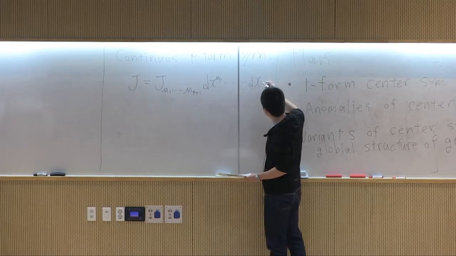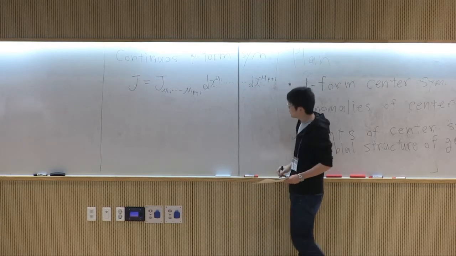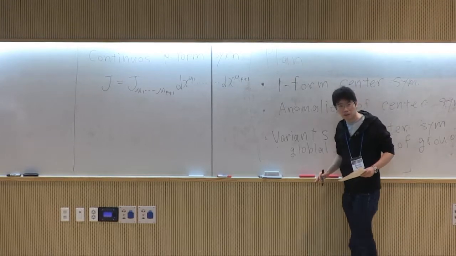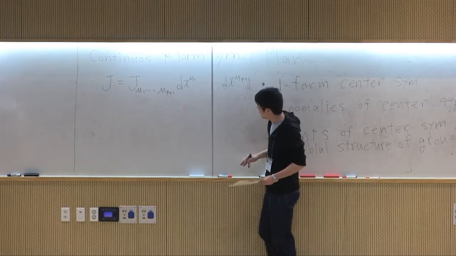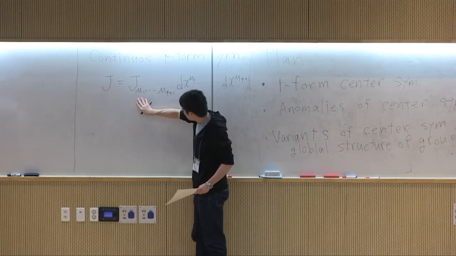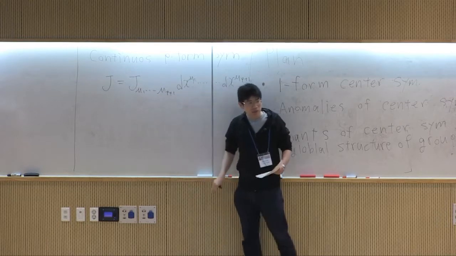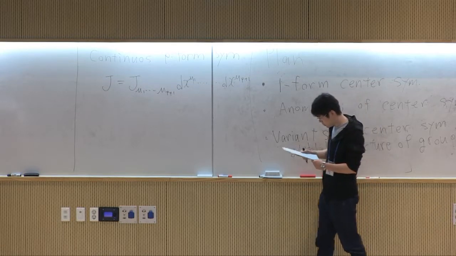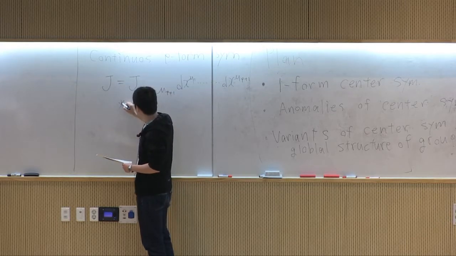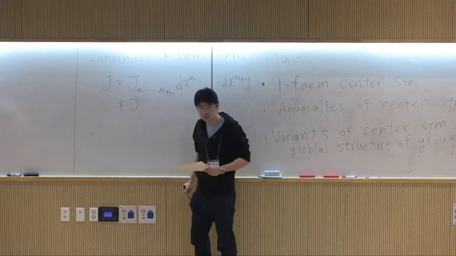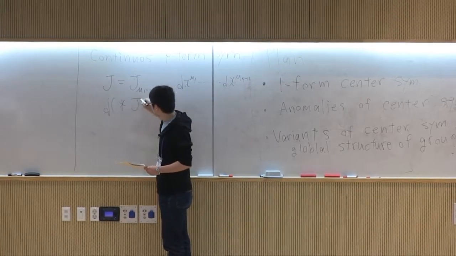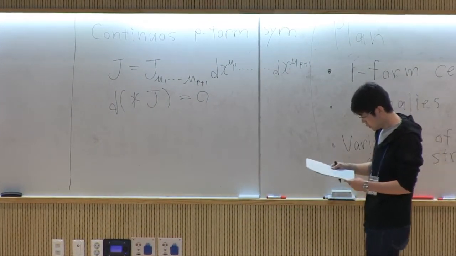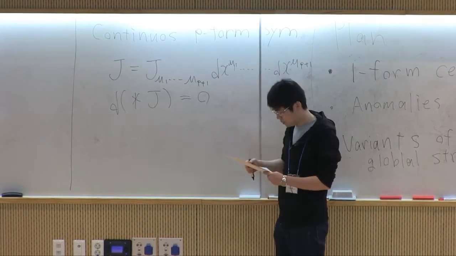If the indices are not anti-symmetric, then it is more difficult. That is called higher spin symmetries. And I don't discuss the case of higher spin symmetries. I just discuss the case that they are described by differential forms. Then they can be described in a very similar way to the zero form symmetries. So we can consider the Hodge dual of the current. And if we take the exterior derivative, then it is zero. So this is the conservation equation. This is completely parallel to the case of zero form symmetry.